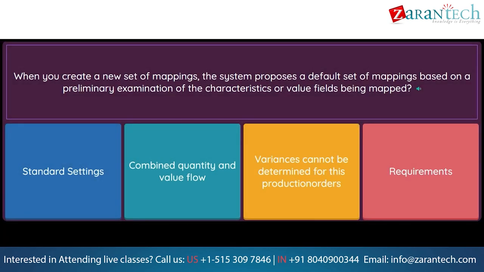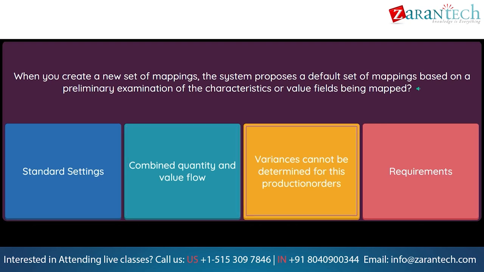Question: when you create a new set of mappings, the system proposes a default set of mappings based on a preliminary examination of the characteristics or value fields being mapped. Option 1, standard settings. Option 2, combined quantity and value flow. Option 3, variances cannot be determined for these production orders. Option 4, requirements.